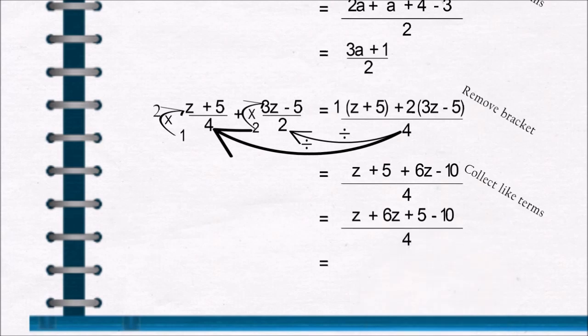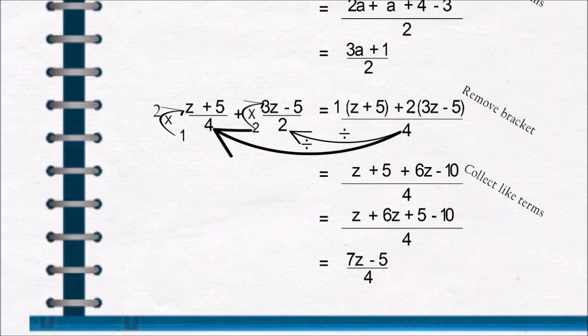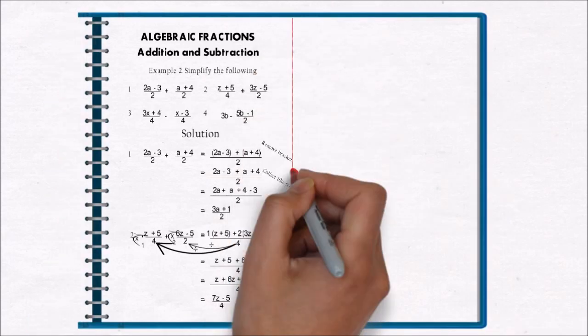So when we add 6z to z, we have 7z. And then when we subtract 10 from 5, we have minus 5. So in the end, we're left with (7z minus 5) all over 4. Alright, so that is our final result.